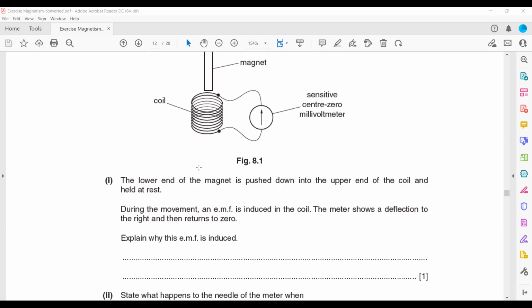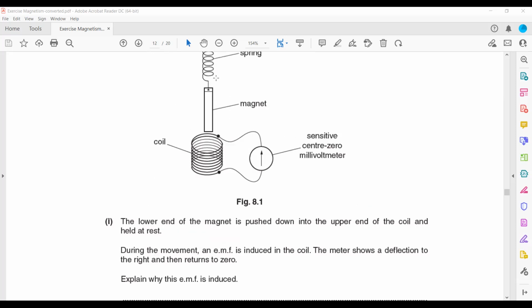So the lower end of the magnet is pushed into the upper end of the coil. We push this lower end and it is held. During the movement, an EMF is induced in the coil and the meter shows a deflection towards the right and then returns to zero. So first, what we did right now, we moved this magnet down and then we stopped. When we move it down, we observe the needle is deflected towards the right hand side. Originally it was at zero, but it deflected towards the right and then returned back to zero.